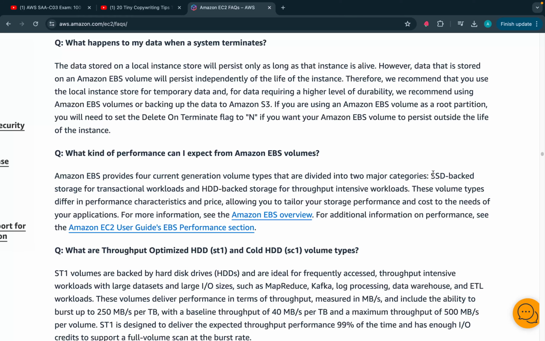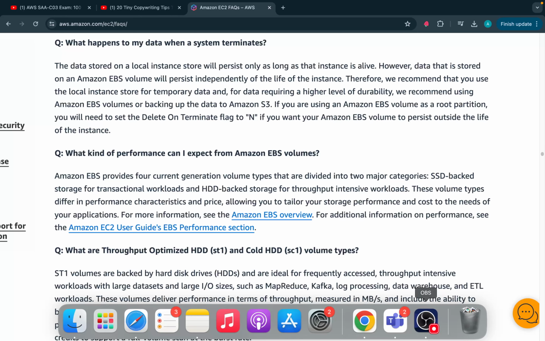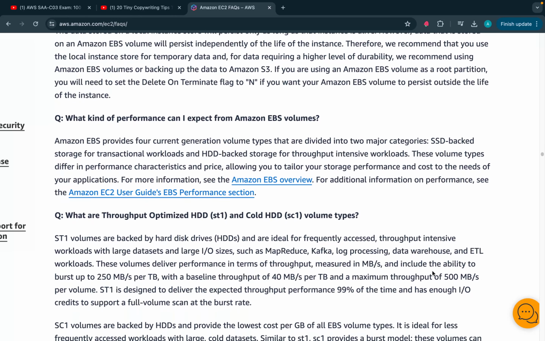These volume types define performance characteristics and price, allowing you to tailor your storage performance and cost to the needs of your application. For further information, see EBS overview. For additional information on performance, see Amazon EC2 user guides EBS performance.